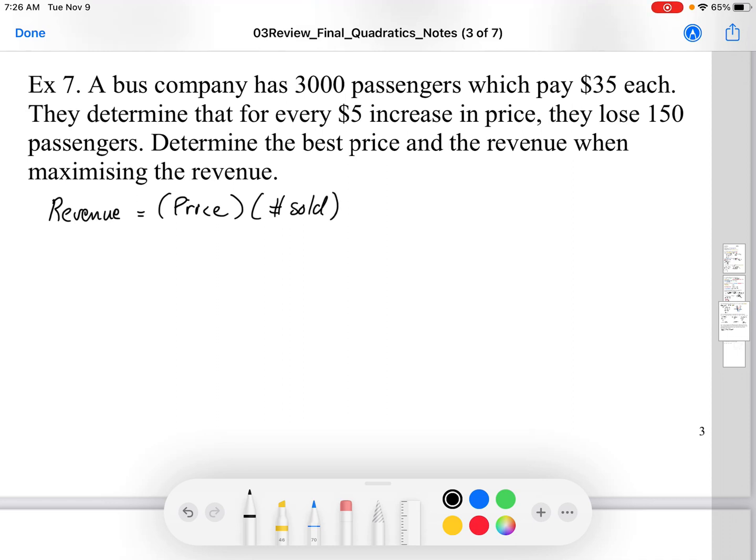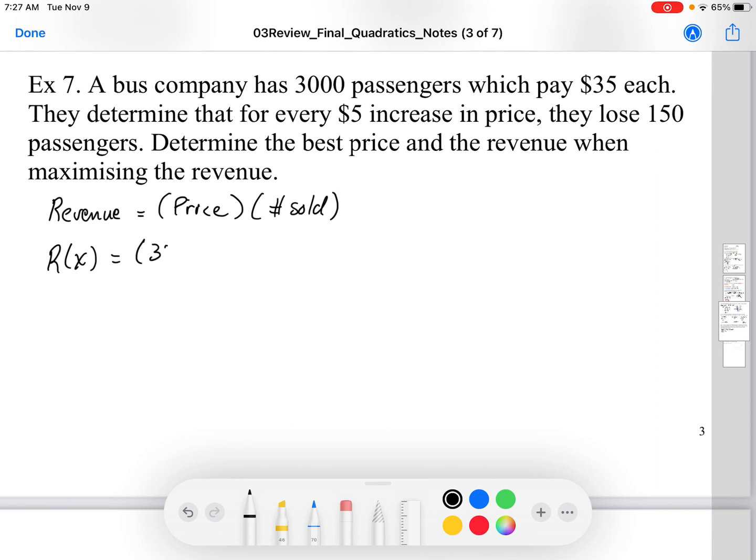Okay, so it says here the bus company has 3,000 passengers, so that's how many we sell at $35 each. So the price would be $35. So we're going to change this and make this a relationship. So they're going to change the price by $5 increments, and that means that they're going to affect the number of passengers, and they're going to lose passengers in groups of 150 for every $5. So to make this a revenue relationship, we need to have the price, and we need to have it in terms of some value of x.